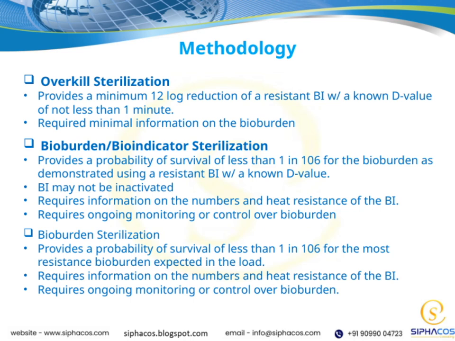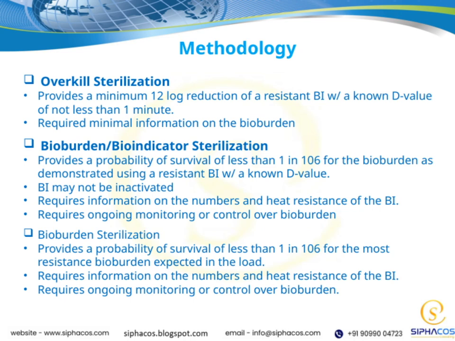It's important to note that the BI may not always be fully inactivated, but the process should reliably show that the bioburden is being reduced effectively. This method also requires us to have information about the numbers and heat resistance of the BI, along with ongoing monitoring to ensure consistent control over bioburden levels. Overall, these methods highlight different strategies to ensure our sterilization processes are both effective and reliable, each with its specific requirements and focus areas.